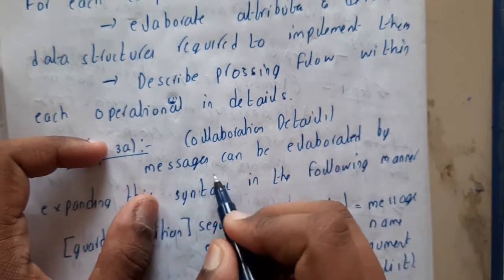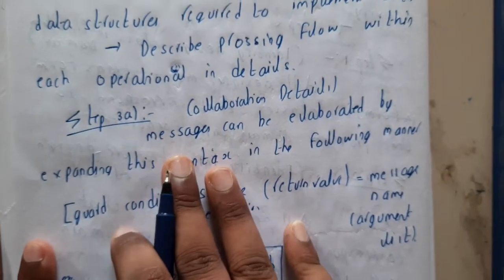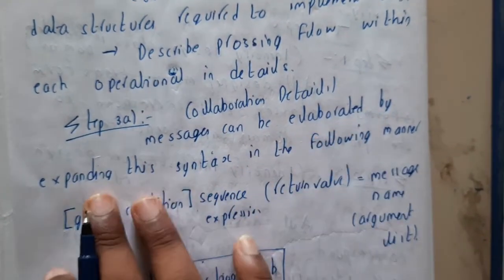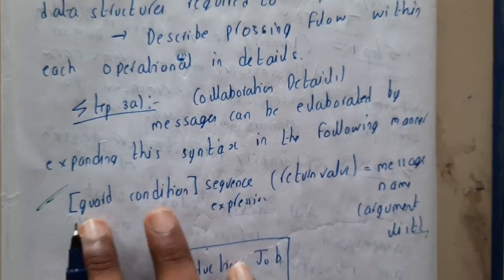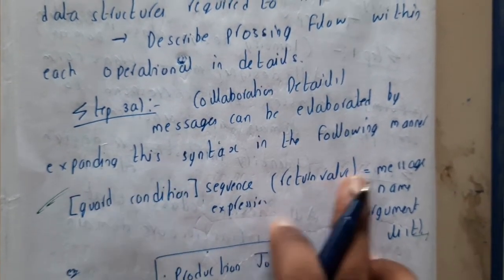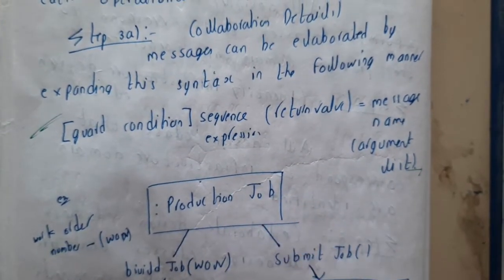So you will be drawing a line and mentioning it there itself, so that will be clear for you. Okay, so the first thing is that a message can be elaborated by expanding the syntax. This is a simple syntax for expanding, guys. We are not discussing coding. I just gave you the syntax to convert these diagrams into some kind of small code.